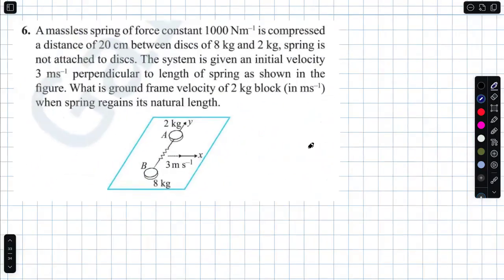Right. Go for this question. Very simple question.